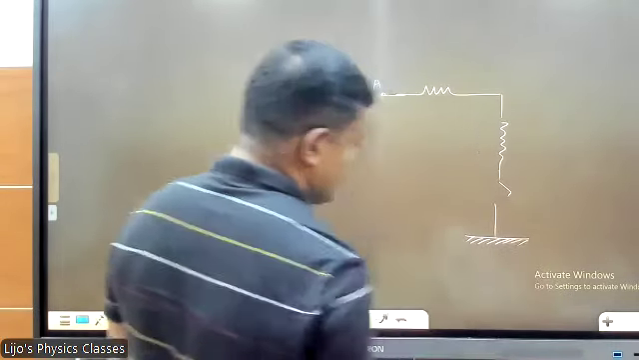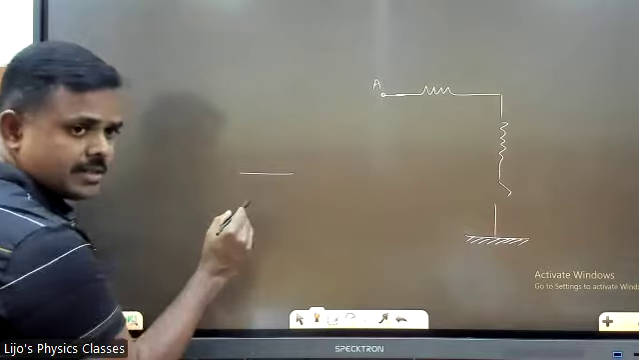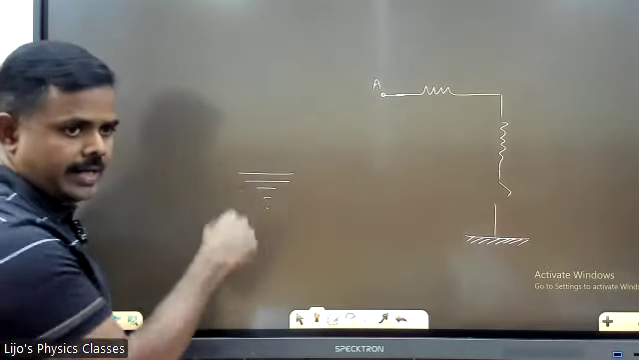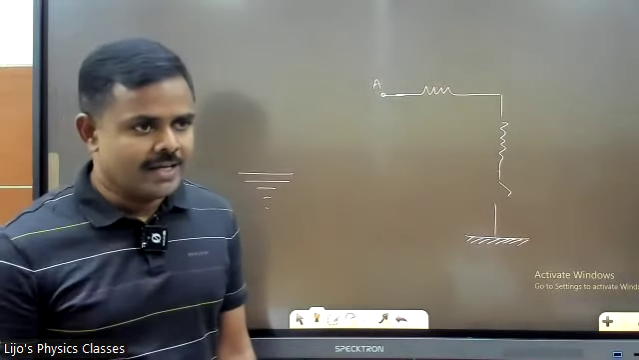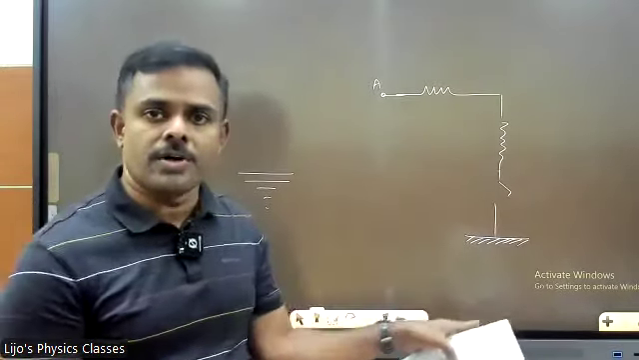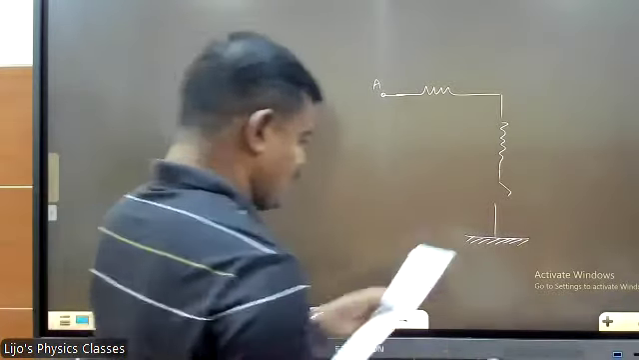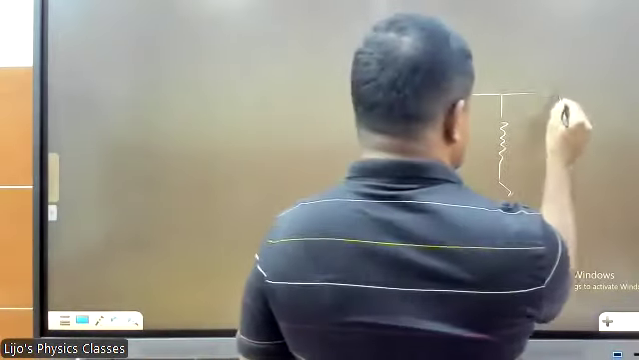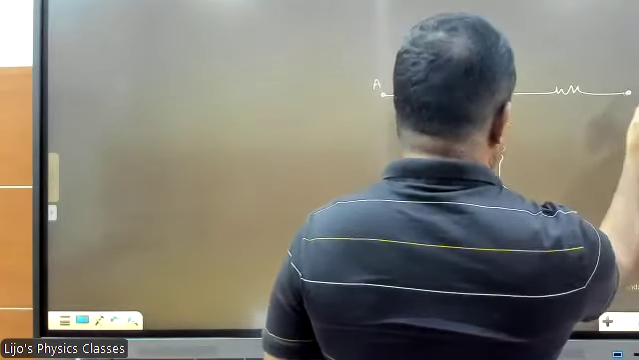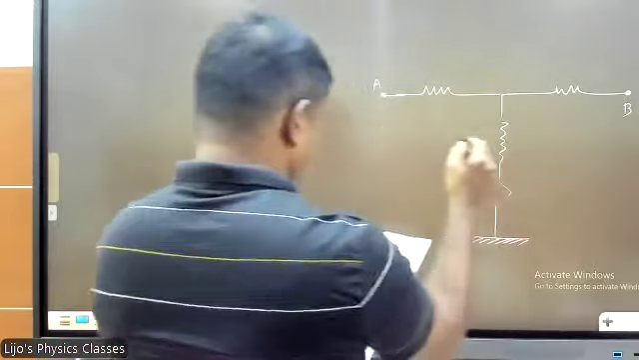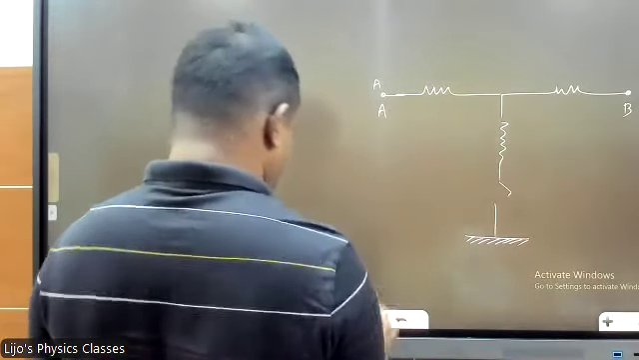Ground or earth is represented in two ways. This is method number 1. This is method number 2. Lines of decreasing length. Okay. It is called ground or reference point, ground connection. Finish this. I'll explain it. Okay. Then what else is there? Another resistance is there. It's a standard question. Many times this has come. This is B. And this point is going to be called A.